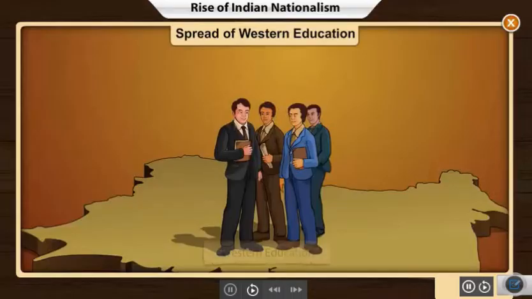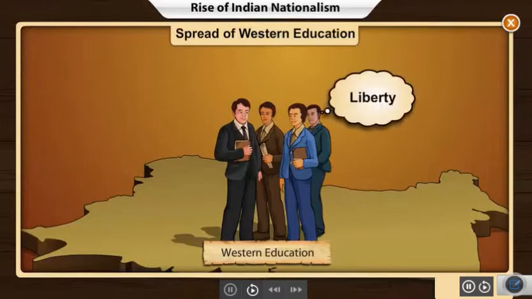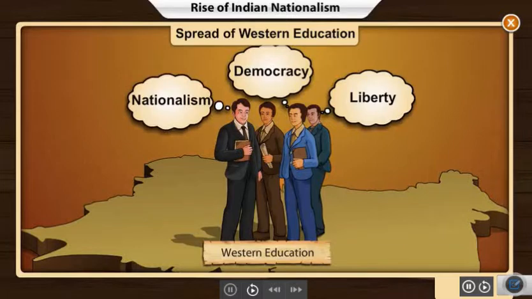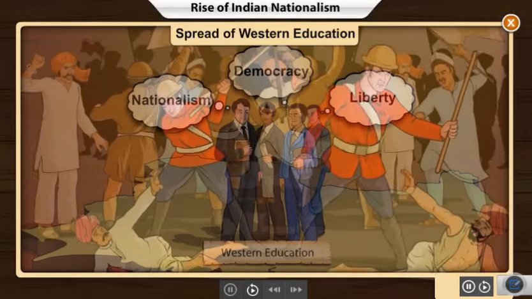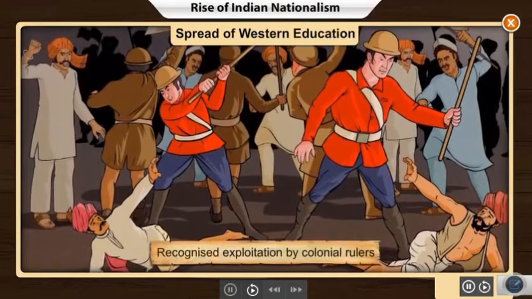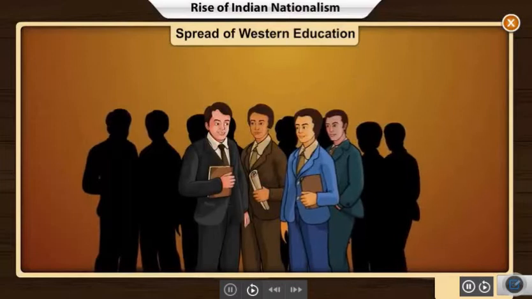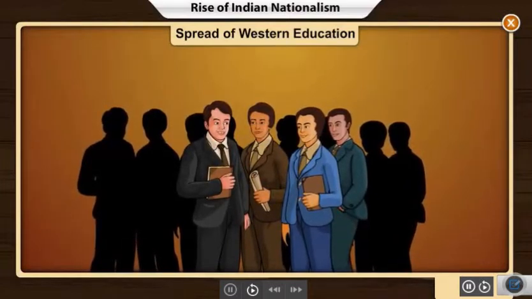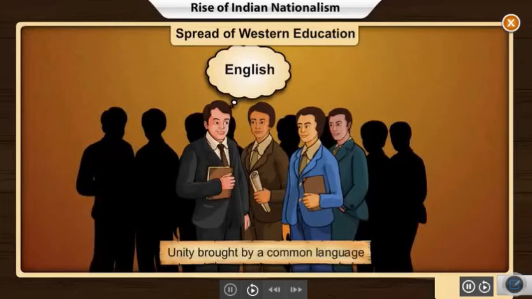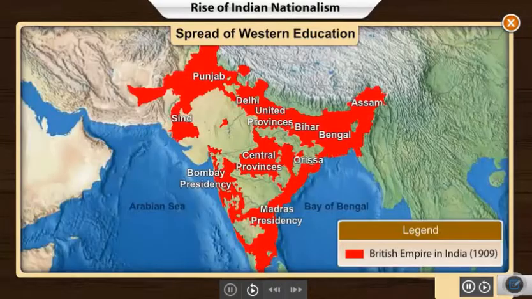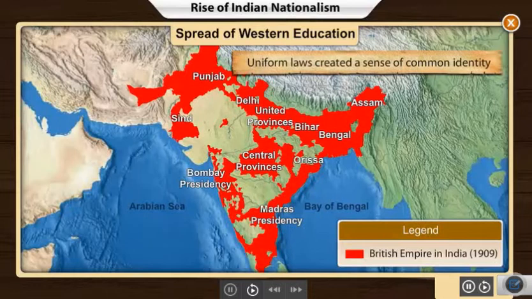With growing access to Western education, Indians were exposed to new ideologies like liberty, democracy and nationalism that were evolving in other countries. These ideas helped Indians recognize the cruelty and exploitation of colonial rulers. Further, a country of diverse languages now became united with English as the common language of communication. The British imposed uniform laws in all their territories in India. This uniformity of law across the country further created a sense of common national identity.